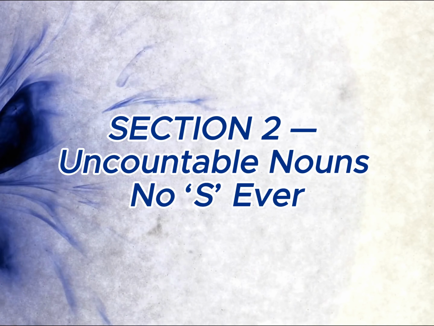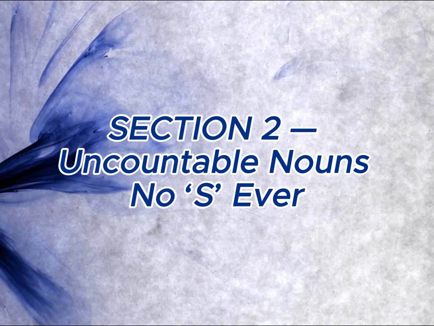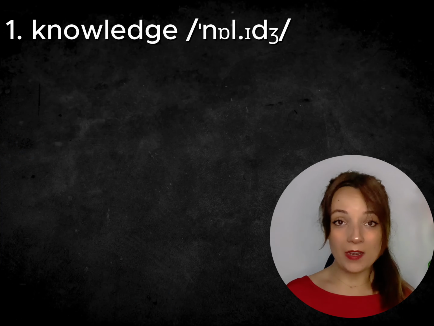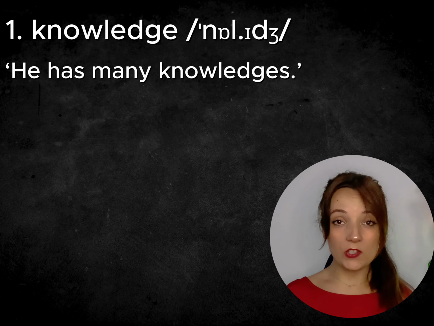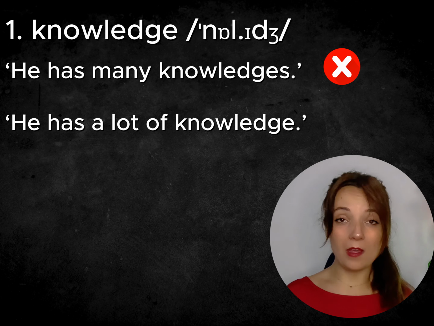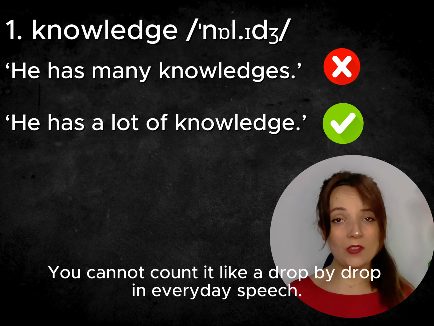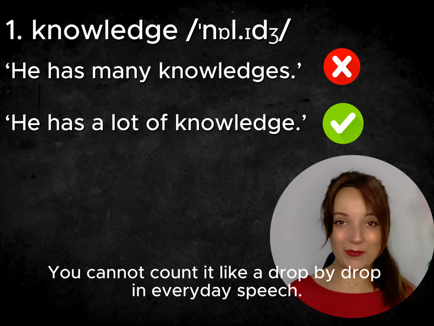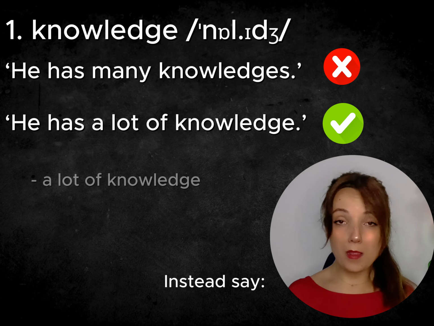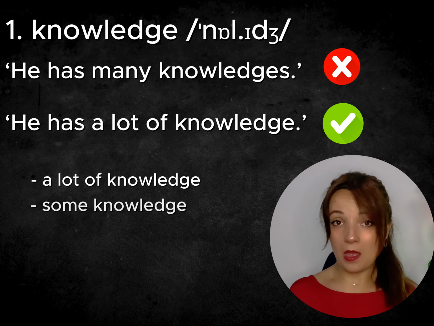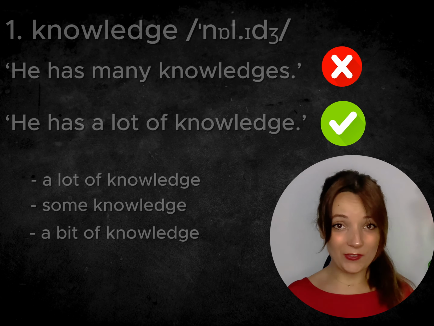Section 2. Uncountable nouns. No S ever. First word today, knowledge. He has many knowledges. Incorrect. He has a lot of knowledge. Correct. Think of knowledge like water. You cannot count it like drop by drop in everyday speech. Instead, say a lot of knowledge, some knowledge, a bit of knowledge.